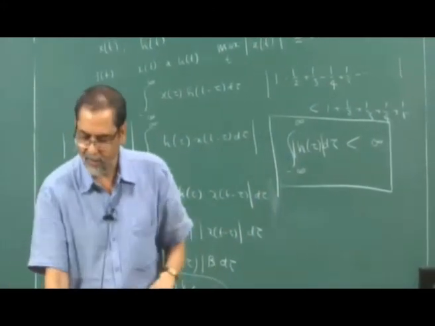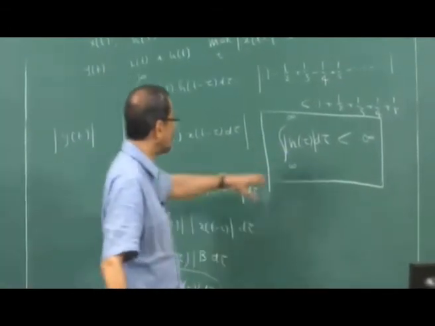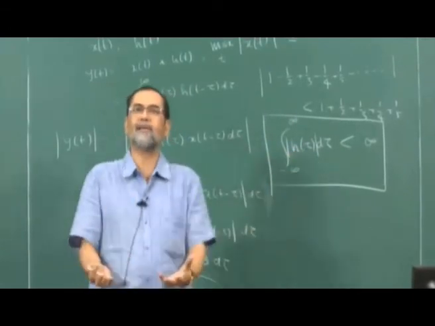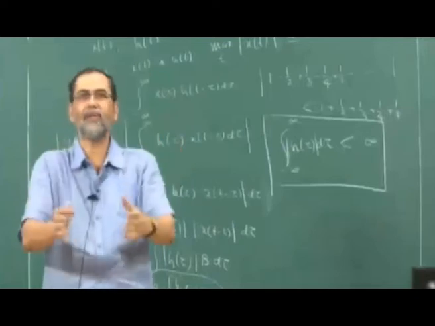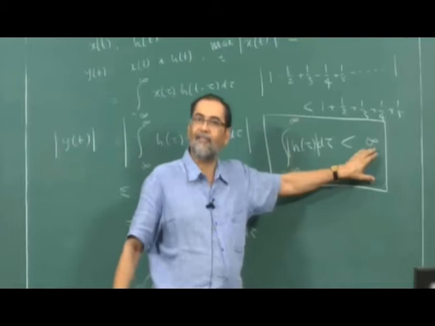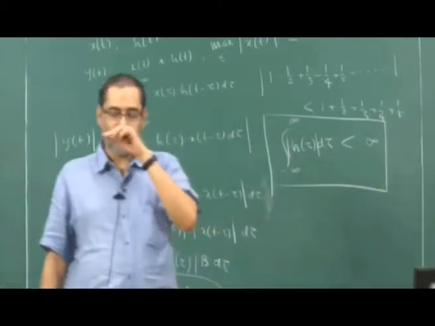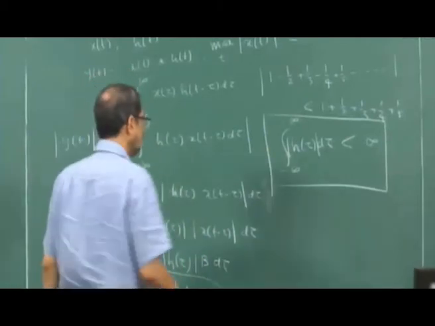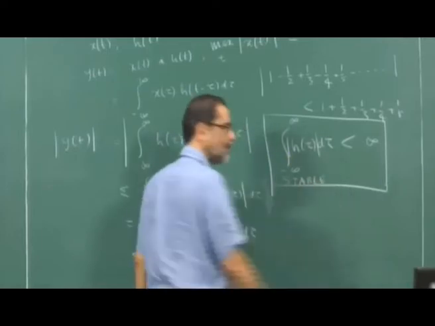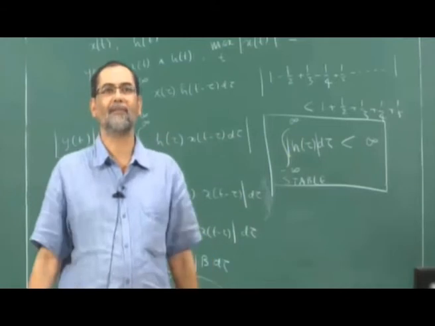So what it says is, given an impulse response, if the impulse response is absolutely integrable, which in mathematics means I can take its absolute values and integrate, and if that integration is finite, then that is a condition for stability. So given an impulse response, check if it is absolutely integrable. If it is, then the system is stable.